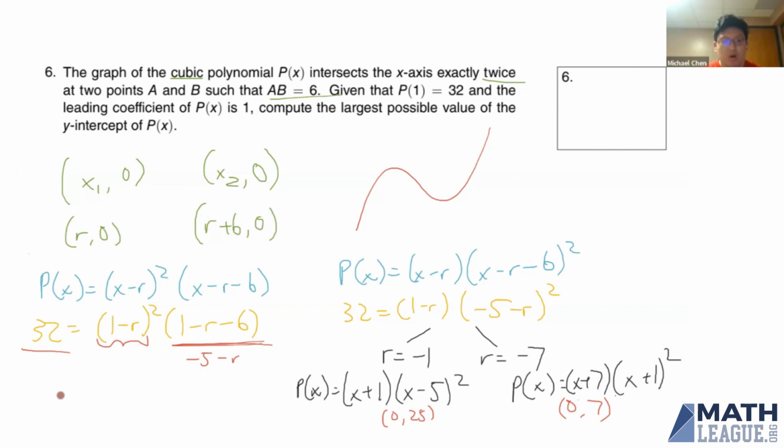So that means that r is between negative 5 and negative 6, which means that our second root for p of x, which is r plus 6, is going to be between 0 and 1. Now, why is this important? Because if we evaluate x minus r times x minus r minus 6 at x equals 0, then that will give us a negative answer, which is definitely not going to be the largest possible value of the y-intercept of p of x. So therefore, we have from our first case our answer, which is going to be 25.